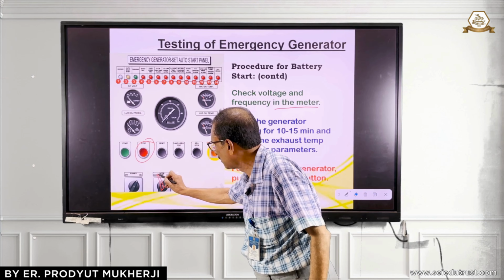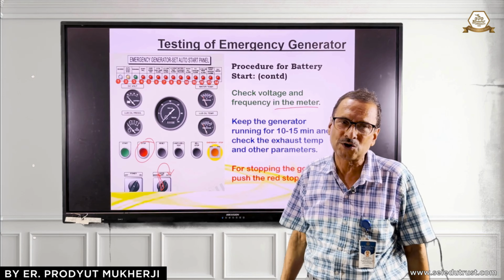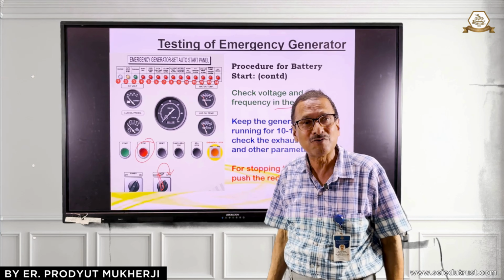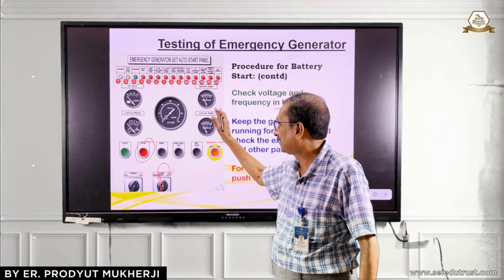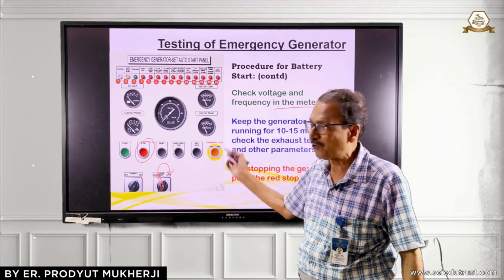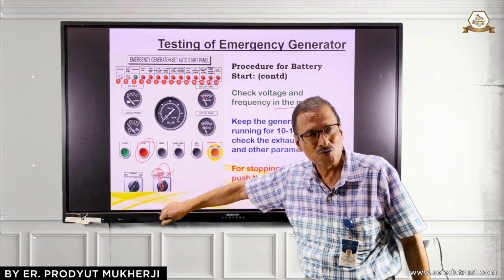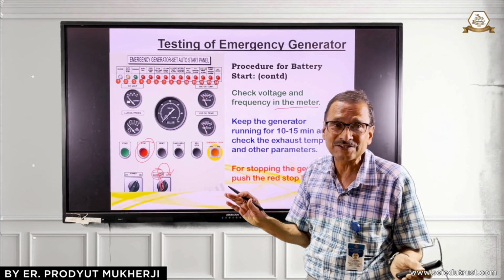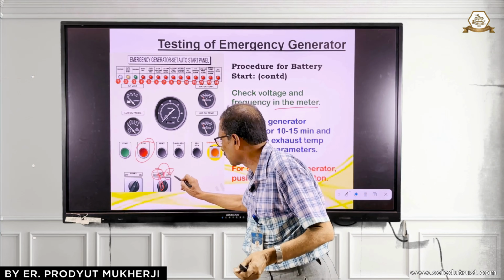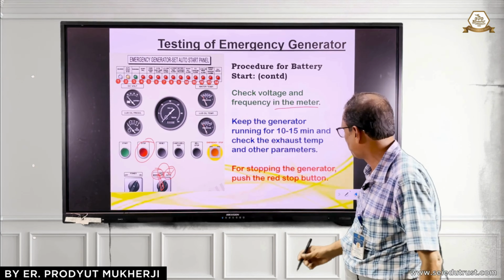But do not forget, this was in manual mode. It must be switched back to auto mode. Otherwise, if there is a blackout, the emergency generator won't start on auto. So for testing you have to turn it to manual mode, and once you have completed the testing, it must be switched back to auto mode. Very, very important point.